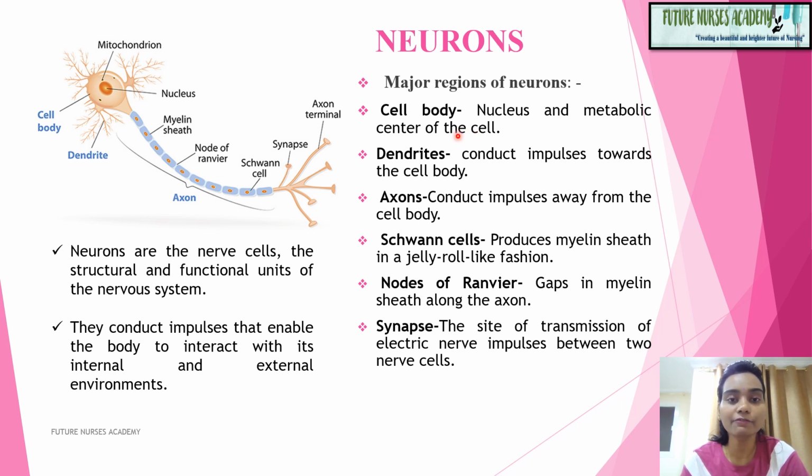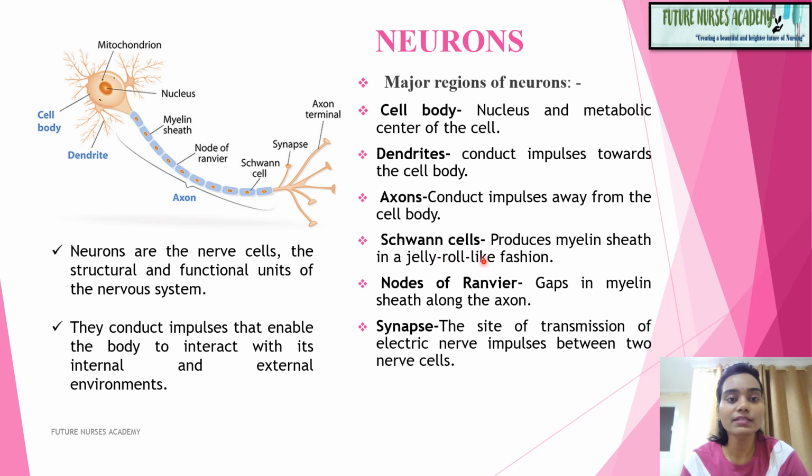One by one, we can see the function of each. The cell body is the central part of the neuron, with the nucleus, and it is the metabolic center of the nerve cell, controlling the whole nerve. Dendrites act as afferent nerves, conducting impulses towards the cell body. They transfer messages towards the cell body. Axons conduct impulses away from the cell body.